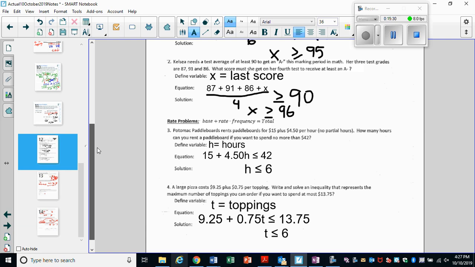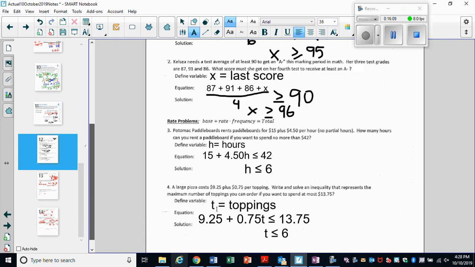Regarding our 2 rate problems, problem 3, H was for hours, problem 4, T for toppings. Your setup for number 3, 15 plus $4.50 times H, less than or equal to 42. 2-step process, subtract 15 from both sides, which would have been $4.50 times H, so less than or equal to 27. Divide both sides by $4.50. Result was that H is less than or equal to 6 hours.